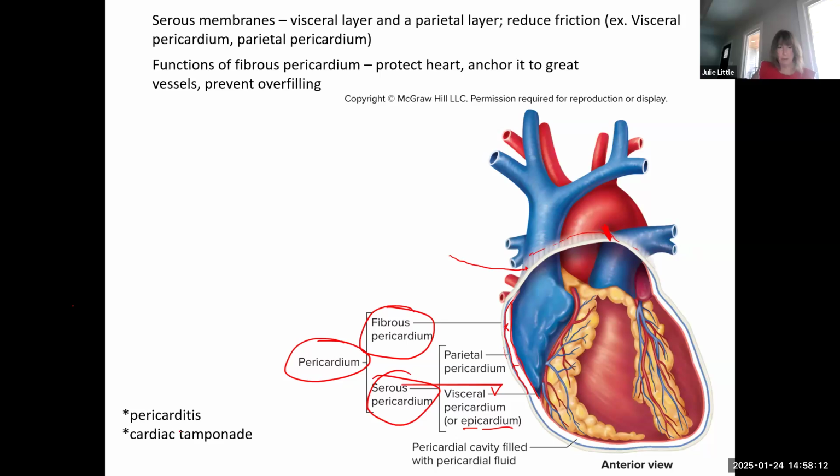And so that would be cardiac tamponade, not a good place to be when you have too much serous fluid in this space here and it presses back on the heart. Now, pericarditis is inflammation of these membranes. Which membranes, pericarditis? The parietal pericardium and the visceral pericardium. So this means inflammation, itis, around, peri, the heart.